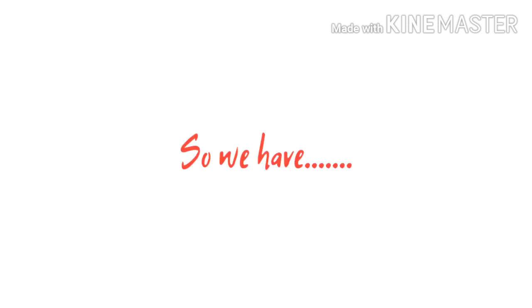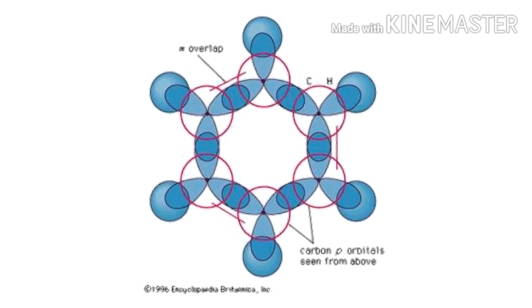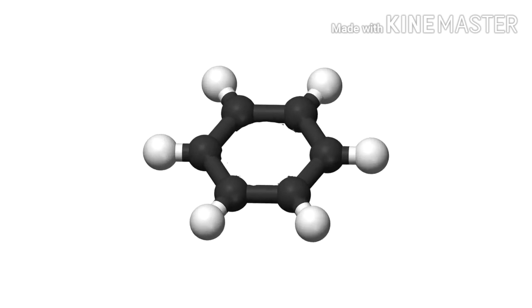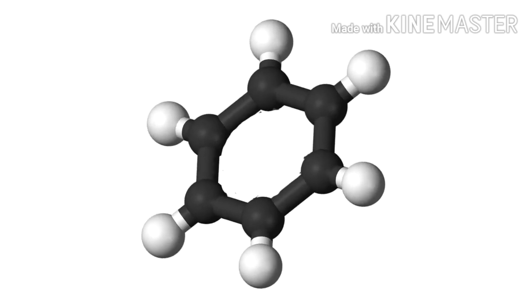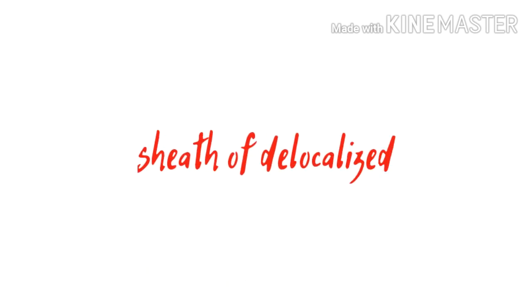So the structure: two sp2 hybrid orbitals overlap with sp2 hybrid orbitals of two other carbons, and the third sp2 hybrid orbital of the carbon overlaps with the 1s orbital of hydrogen, forming a planar ring structure. Hexagonal ring, all the bonds are in a single plane, so this is the planar structure.